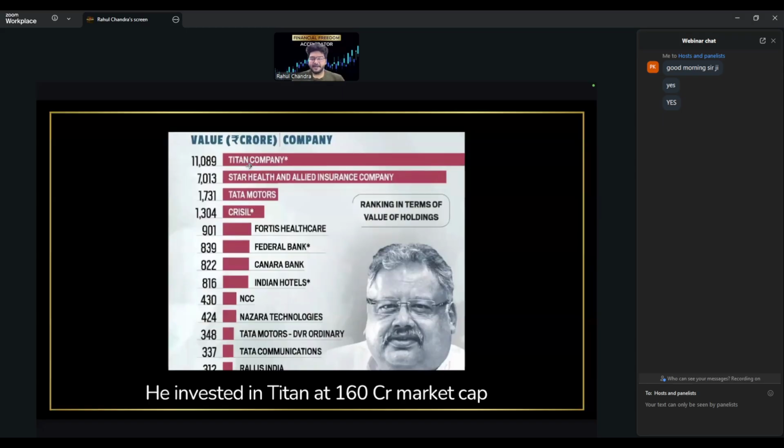But the moment he invested in Titan, did it keep on going up and up and up? Do you think that is the case? No, right? For every Titan, if you go through his journey and everything, he had more than 10, 20 companies which went to zero also. But you need only one winner. And even Titan, as a matter of fact, went down by more than 50% after he had invested, but he kept on being invested in it.